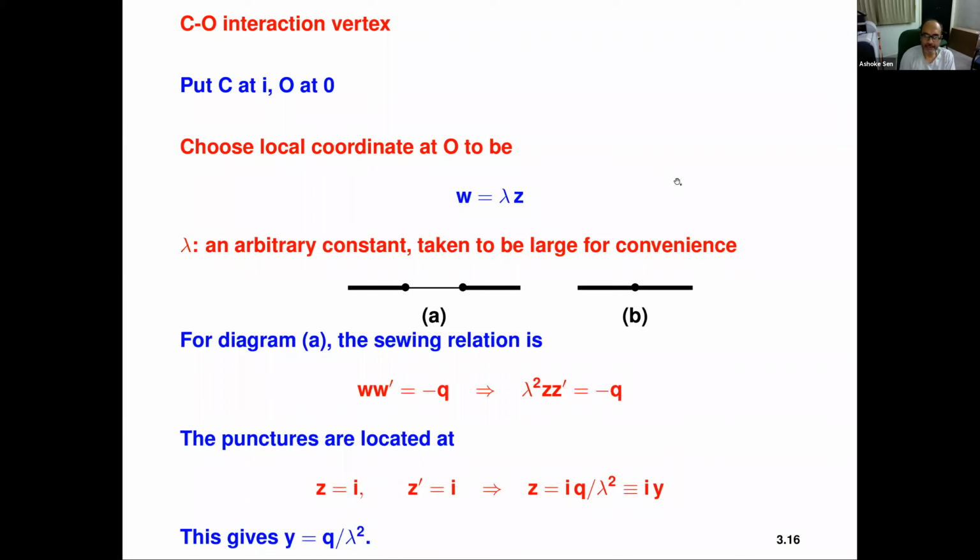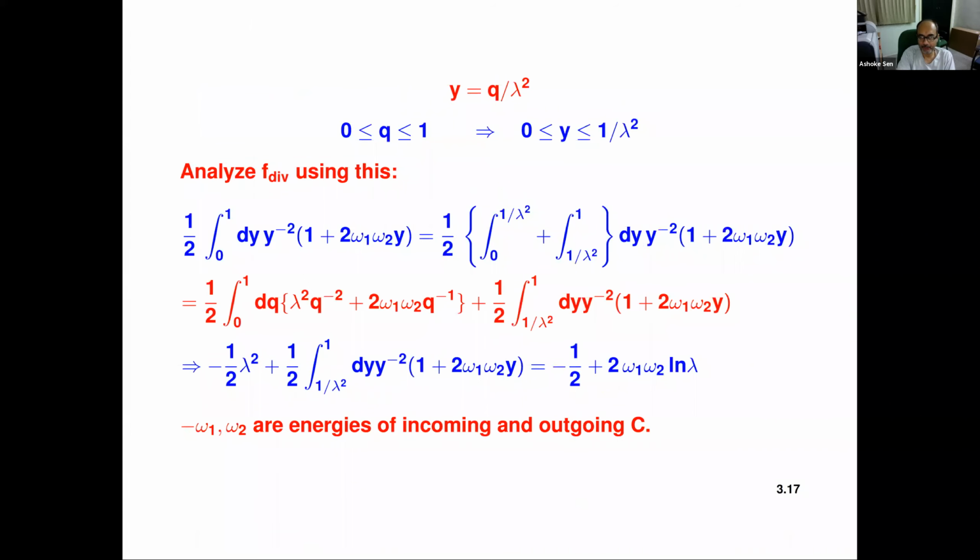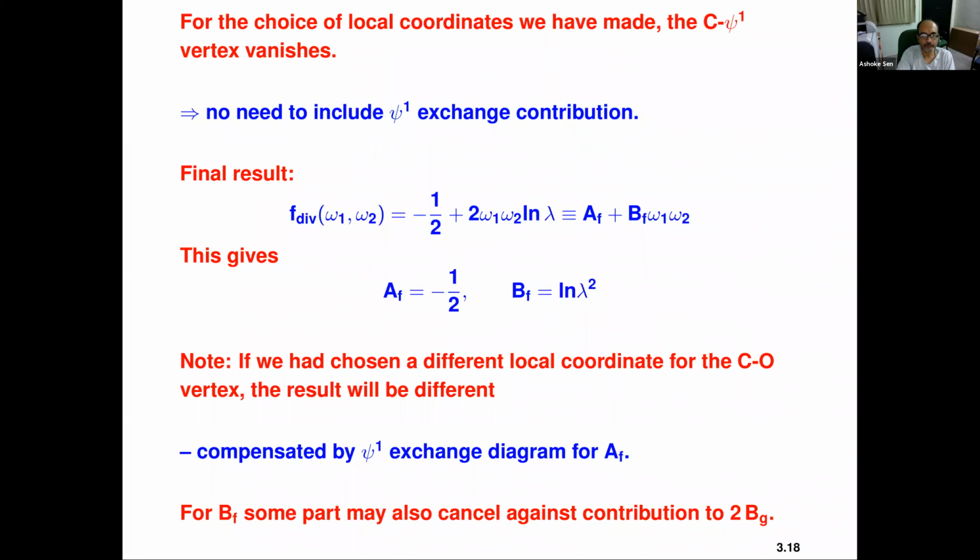So this is closest to what we can get to the simpler kind of vertex that we saw, the twist invariant vertex. So this is playing the role of twist invariant vertex. By choosing W equal to lambda z, this kind of local coordinate system, we have made sure that the psi 1 exchange is not there. This will simplify our life, but we cannot avoid psi 1 altogether, as we'll see. So no need to include psi 1 exchange contribution.